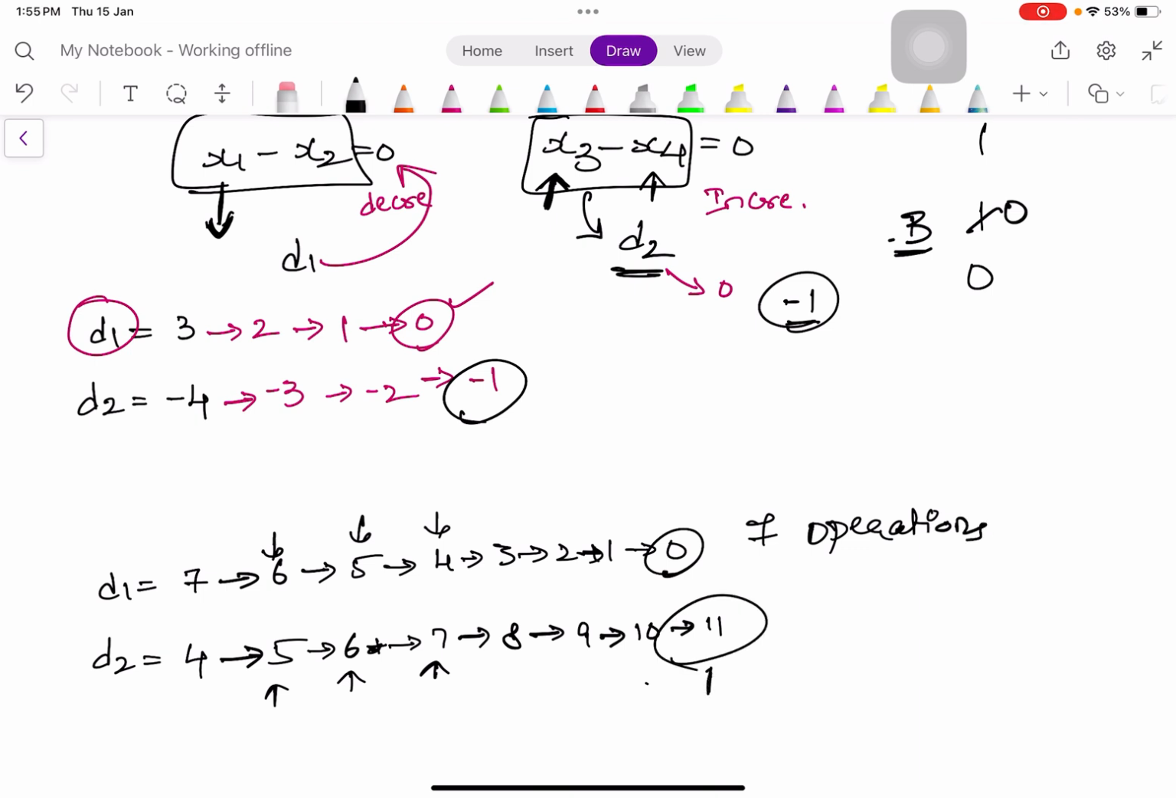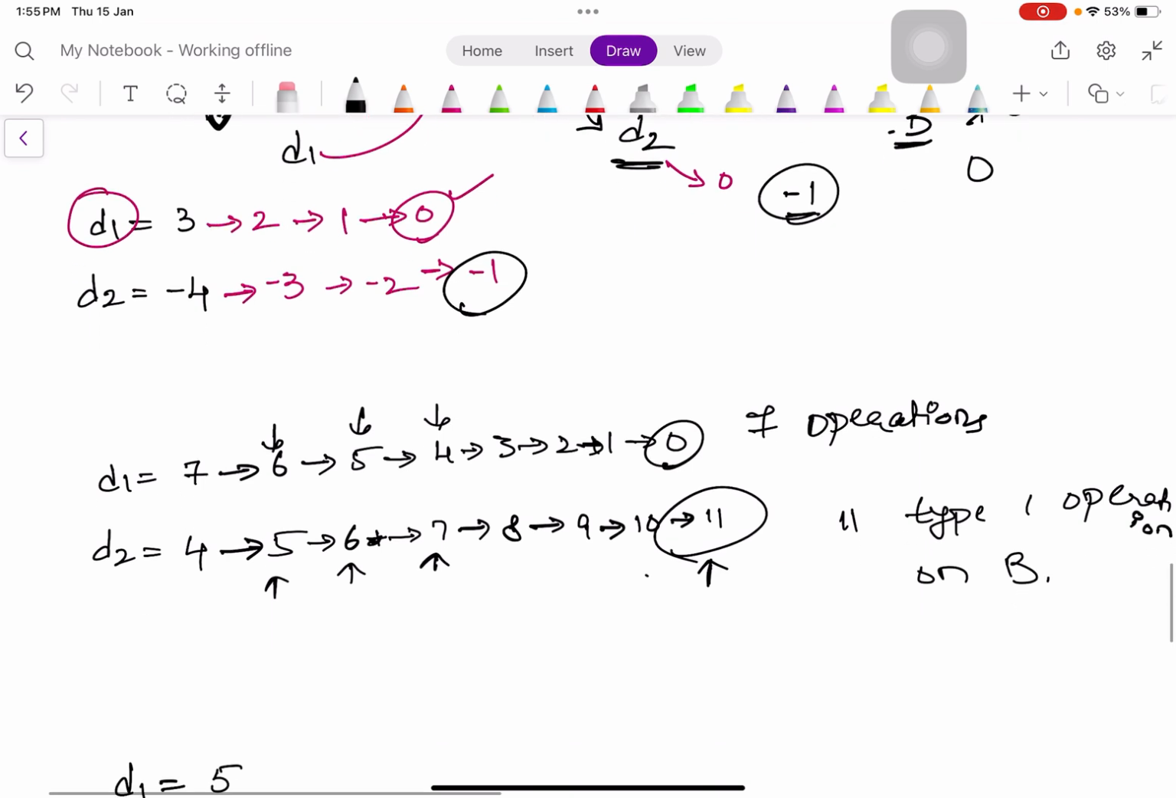Now this 11 can be reduced to 0 by using 11 type 1 operations on string B, which total number of operations becomes 7 plus 11, which is nothing but 18 operations. But this is not optimal. Why? Because here we could have done this in lesser operations as well.